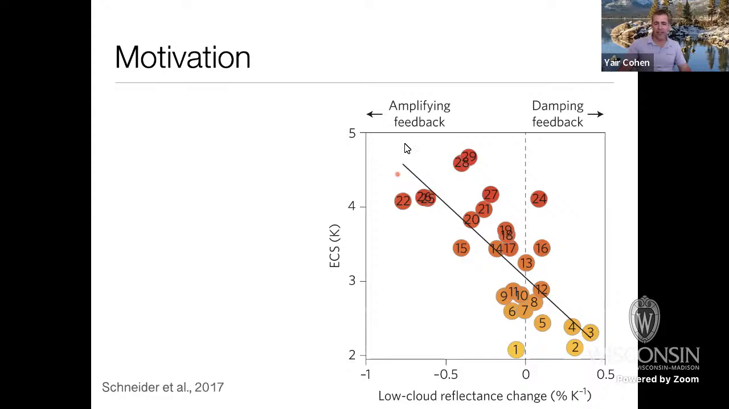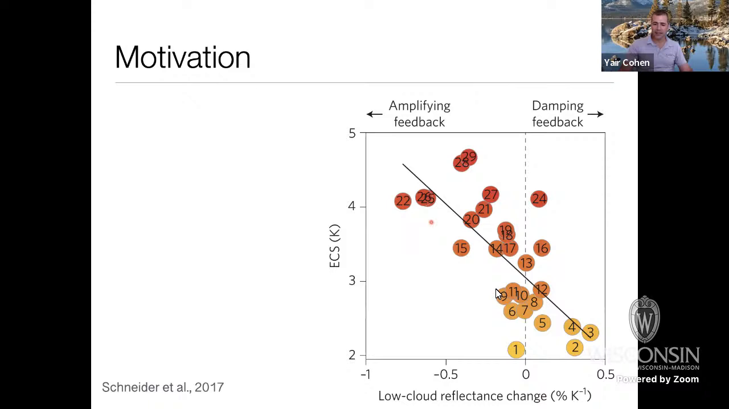Now, this bias is very important for the climate question, and this figure from Schneider et al. is a scatter plot correlating low cloud reflectance change, that is, how the reflectance of low cloud changes when you change the climate in a climate warming scenario, with the equilibrium climate sensitivity. Each dot here is a different climate model. We have 29 climate models here, color coded from the most sensitive to the least sensitive. The reddest, 29, is the most sensitive, and number 1 is the least sensitive.